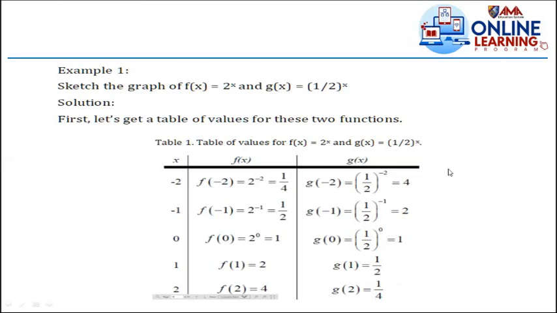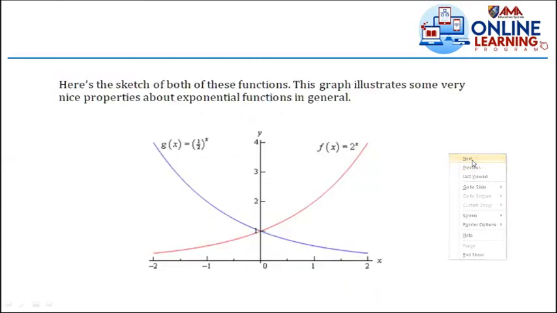Next, if we plot the values, we can now have our figure. So here's the sketch of both of these functions. This graph illustrates some very nice properties about exponential functions in general. The color red represents 2 raised to x. The color blue represents g, which is a function of x, equal to 1 all over 2 raised to x.